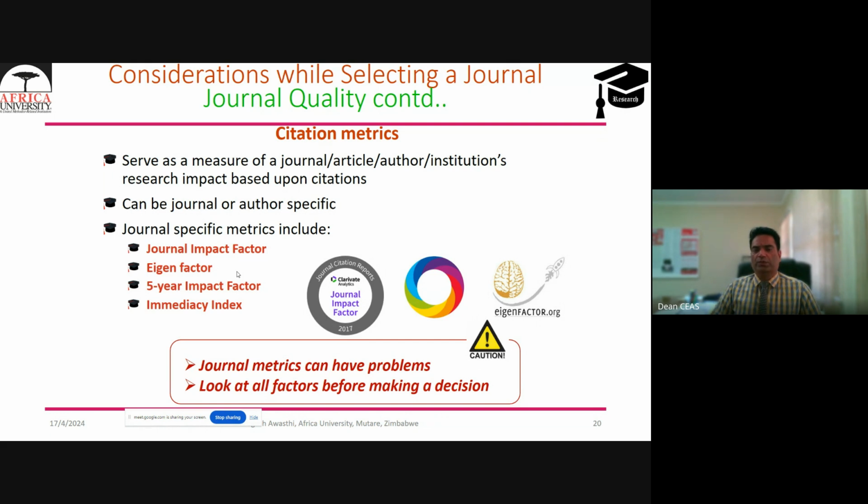So we have to go to the impact factor website, which is known as Clarivate Analytics. That website will verify whether this journal is an impact factor journal or not. Okay, and sometimes it can be journal or author specific. You can also find some citation metrics like this, which serve as a measure of journal, article, author or institution research impact based on citations.